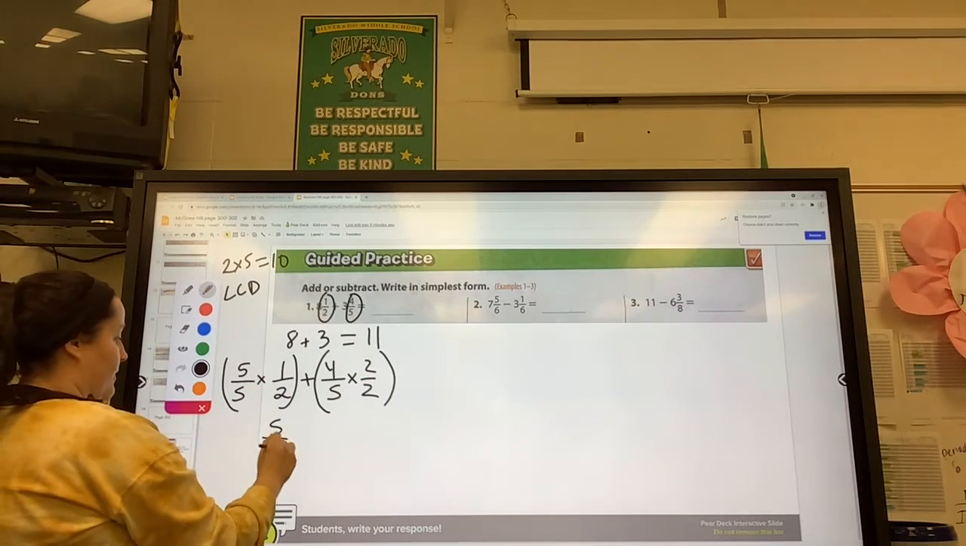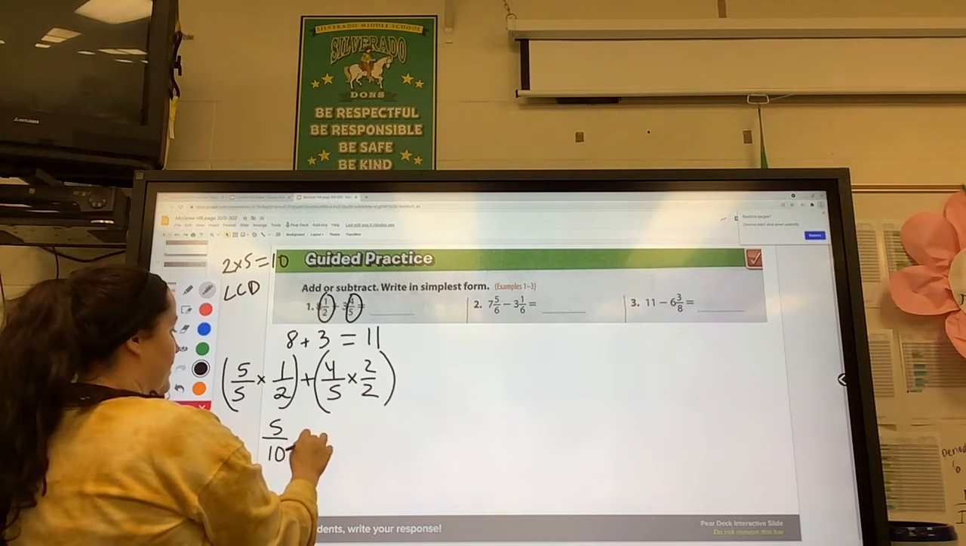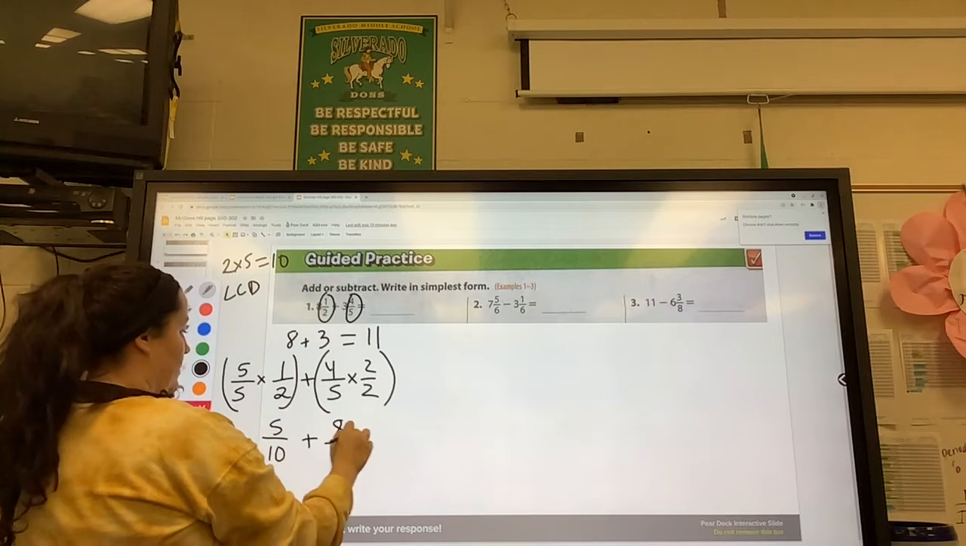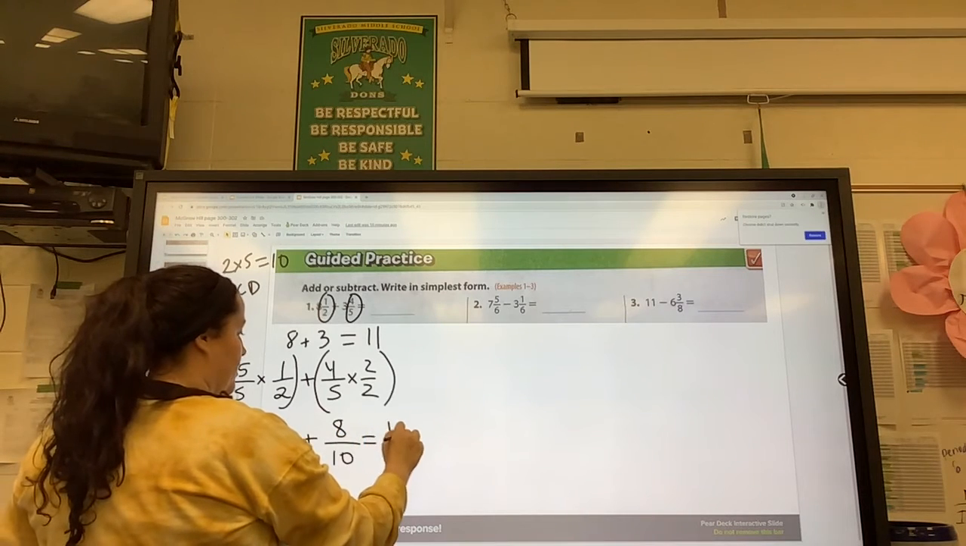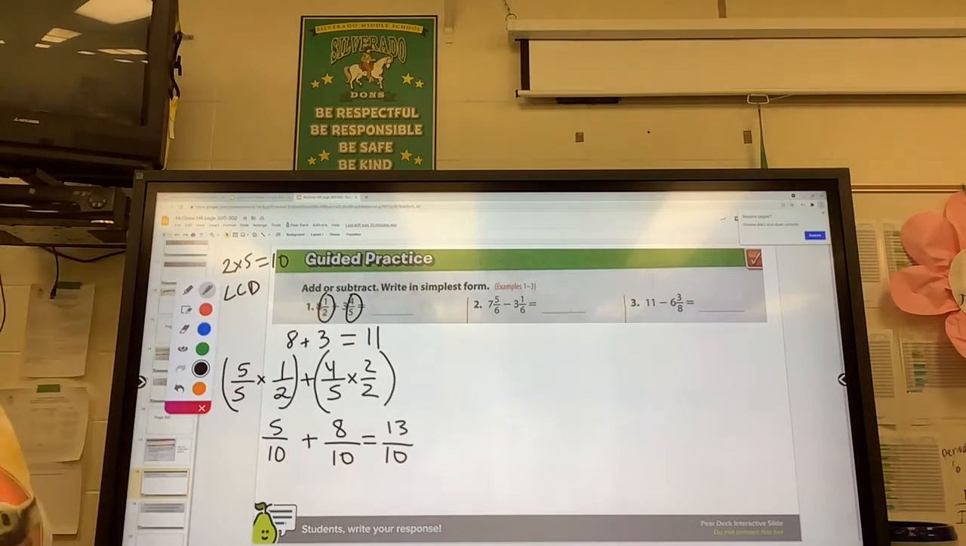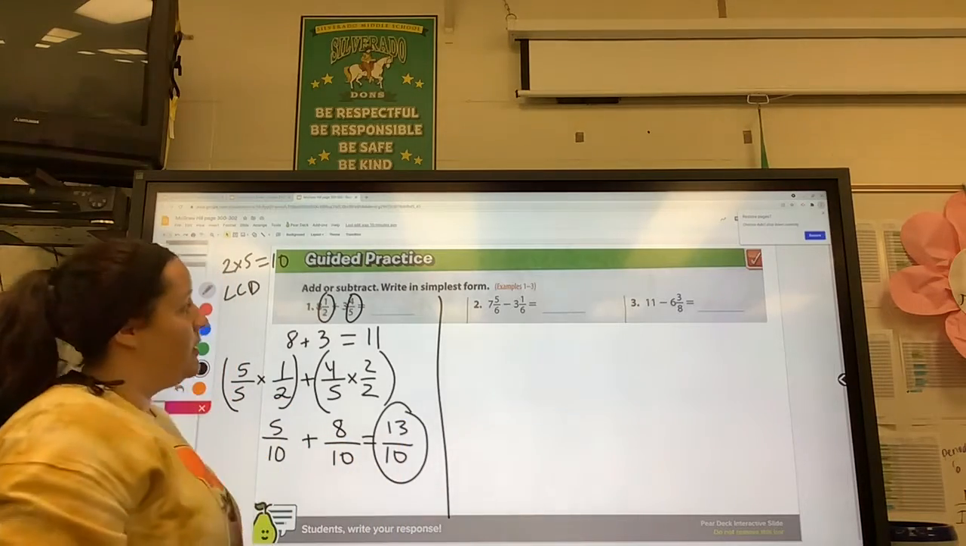That's 5 over 10. Tops and bottoms, multiply the tops and multiply the bottoms. Keep the plus, multiply the tops, 8 over 10. Equals 5 plus 8, which is 13 over 10. You could simplify or leave it as that. That's your answer. Okay, same thing.